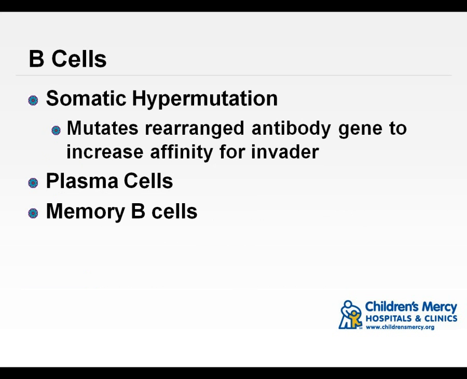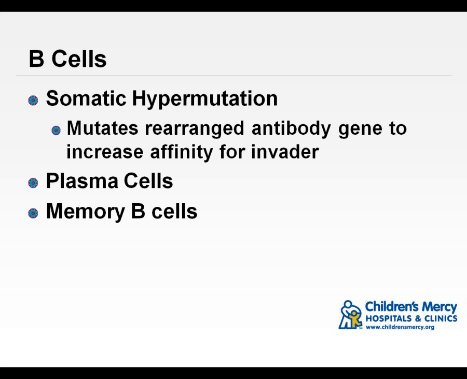Okay, so B cells also have one other unique property. They can undergo something called somatic hypermutation. After they have rearranged, that receptor DNA can continue to mutate at a very high rate. And then the B cell, or that antibody, undergoes scrutiny to see if that mutation has caused it to become more specific or less specific to the pathogen or the antigen.